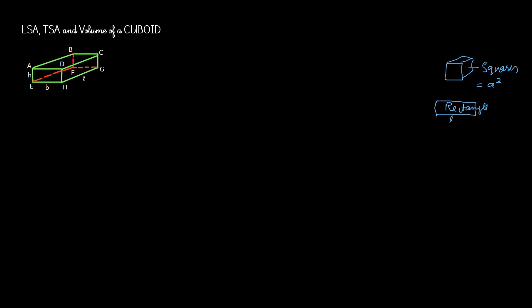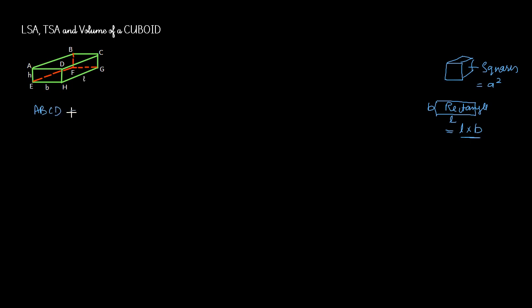So if I take this as the length of the rectangle and this side as the breadth of the rectangle, the area is actually going to be L into B. That's what we need to know to find the cuboid. So in that, what did we write? We wrote all the sides. Let's just write them again.